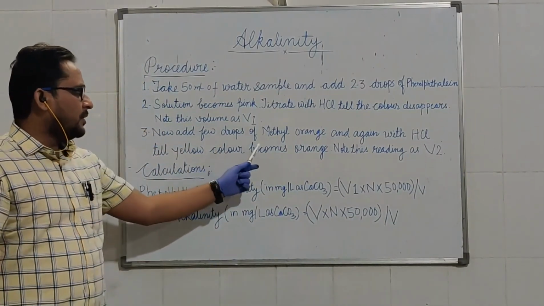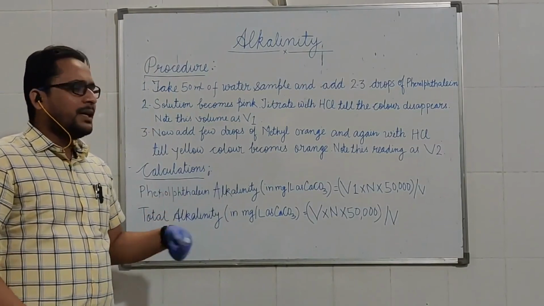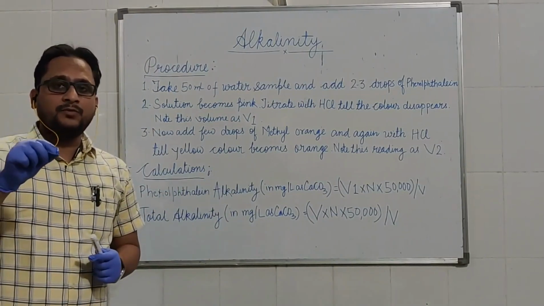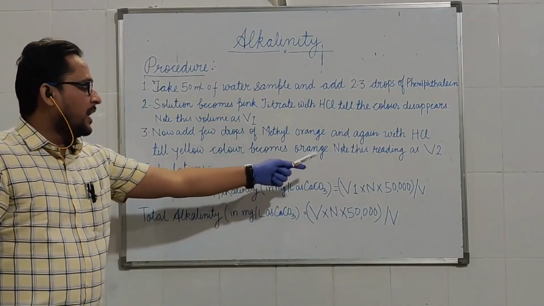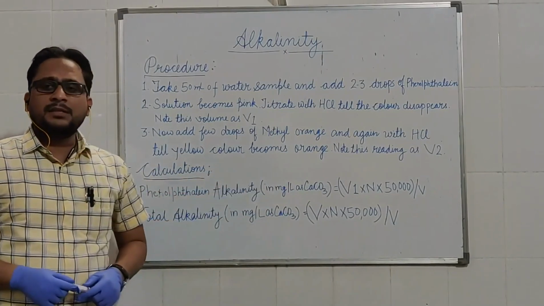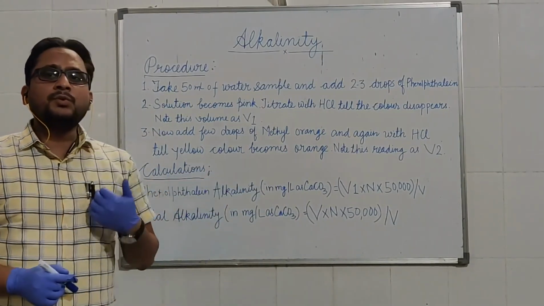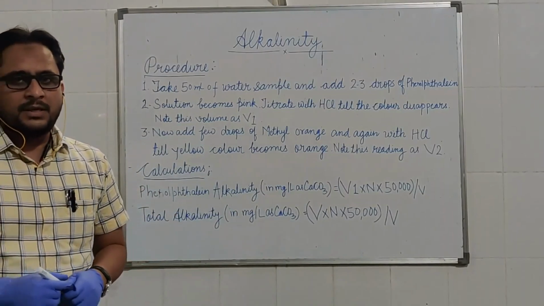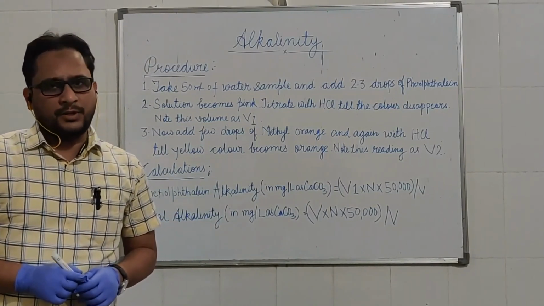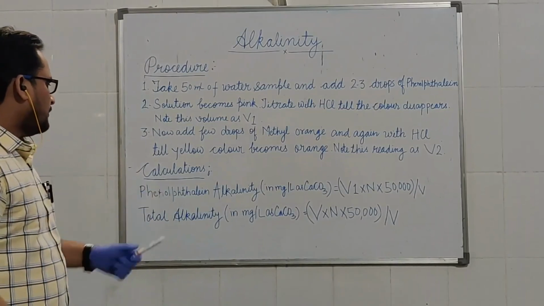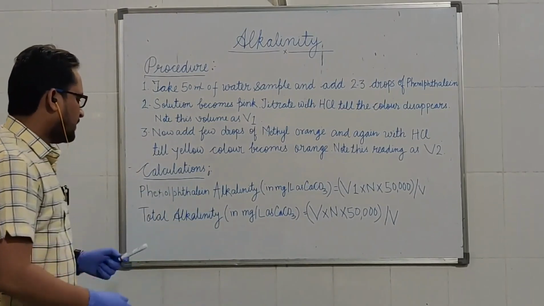Then that yellow color solution will again be titrated from the same value. We do not set it to 0 again, and we titrate it with HCl so that the yellow color changes to orange color. We note down this reading as V2. Now the calculations will be as follows.